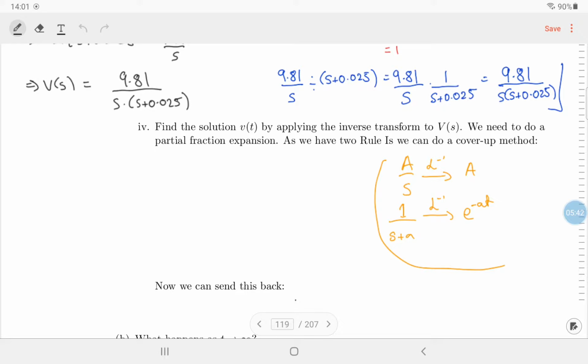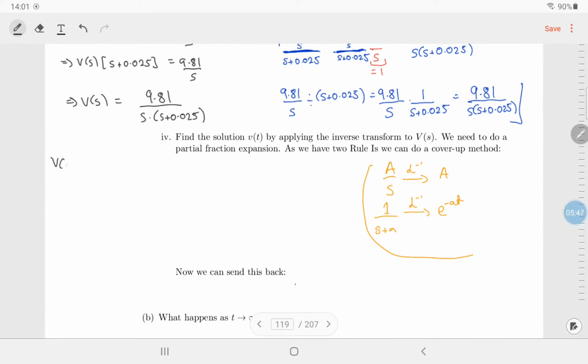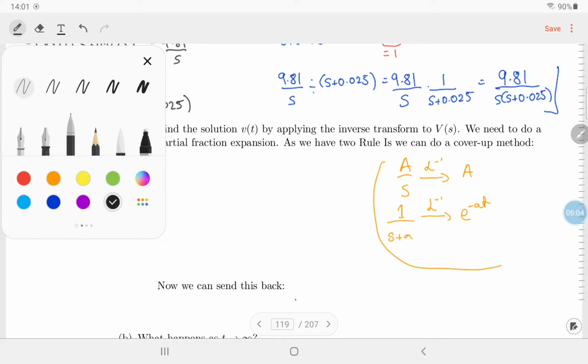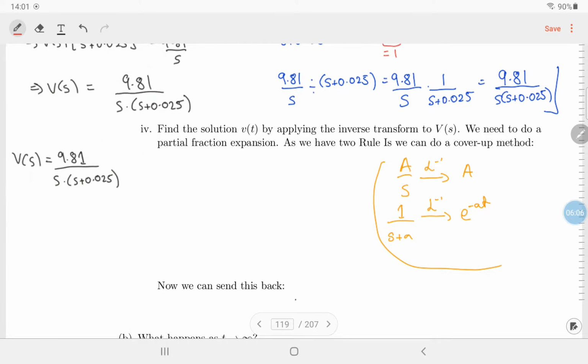Okay, so we're going to take V of s, which is equal to 9.81 divided by s times s plus 0.025. Now the bottom is factorized, that's the first step. And the second step is to look at the rules. Now you've got two rule ones here because you don't have any squaring going on. And if it's all rule ones, you can use the cover-up method.